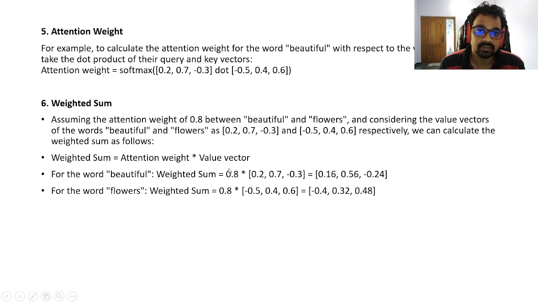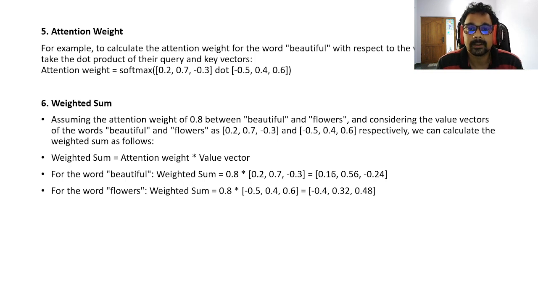Once we multiply, we get a final vector in this format: 0.6, 0.56, minus 0.24. This context vector gives the complete contextual meaning of the word beautiful in this entire sequence. In the same way, the context vector of the word flowers gives its contextual meaning or representation in this entire sequence. This is how we calculate the attention weight and the weighted sum.